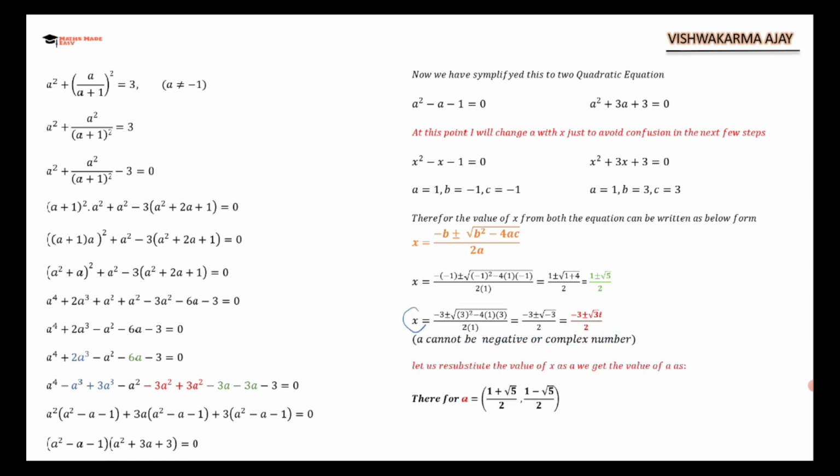So we will substitute this x back to our a. So now we have a equal to (1 + √5)/2, (1 − √5)/2.